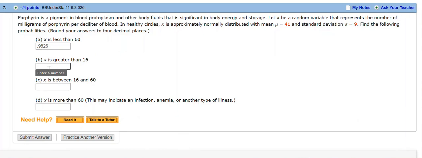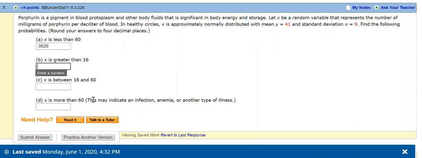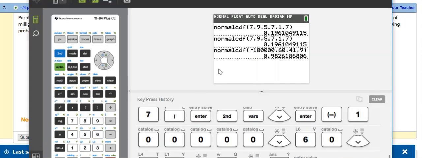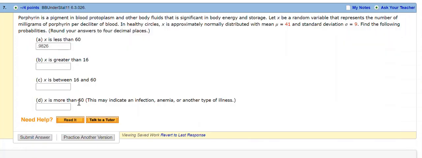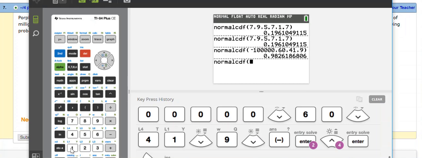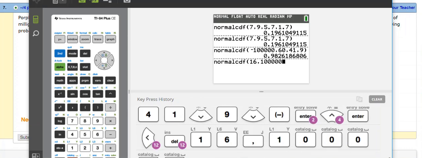So x is greater than 16. All right, well, how do we do that? Well, the same idea. This time I'm going to do it like I was doing it with the TI-83. And you'll put in the norm CDF with a blinker. So x is greater than 16, so the lowest number is 16. And then comma. And the highest number is positive infinity. Well, positive infinity doesn't exist in the calculator, but I'm just going to put in positive 100,000. That's not infinity, but that's pretty close as far as the calculator is concerned.